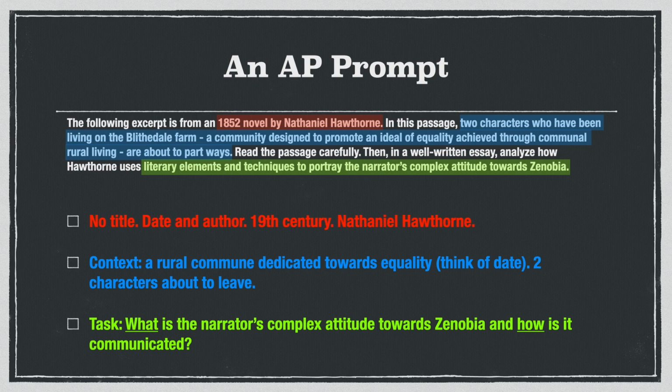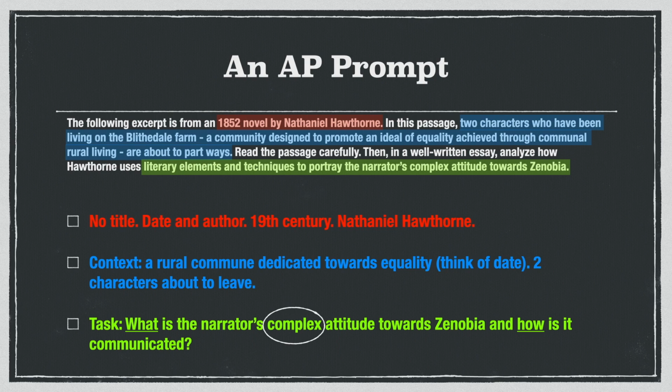We've talked about this a billion times in class, right? All of these prompts ask two basic things, a what and a how. So when it says, in a well-written essay, analyze how Hawthorne uses literary elements and techniques to portray the narrator's complex attitude towards Zenobia, you need to answer the question first, what is the narrator's complex attitude towards Zenobia? And the second is, how is it communicated? What are those literary elements? How are they used?